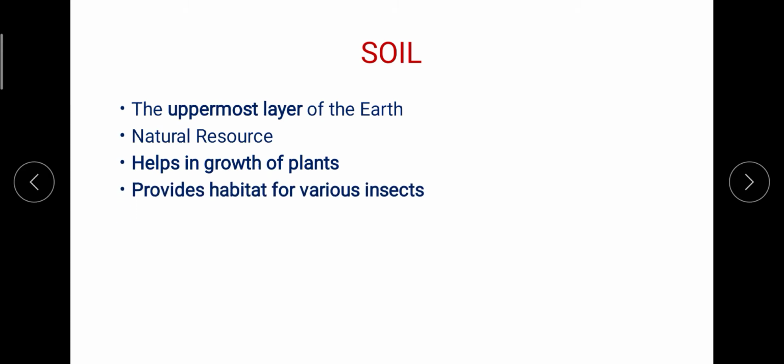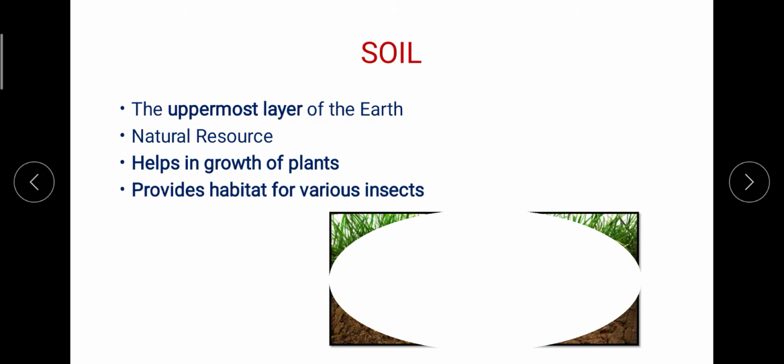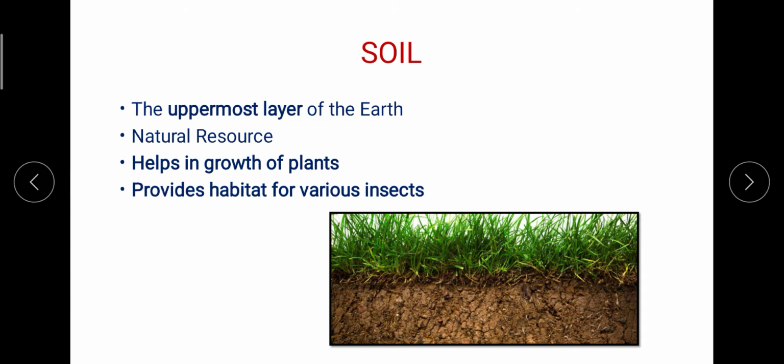The reason behind this is that it helps in two major processes: the growth of different kinds of plants, and habitation for different kinds of insects, animals, and microorganisms. For example, worms, different kinds of microorganisms, squirrels which make their houses by digging out an area, and ants in the same category. So these two processes, growth of plants and of different kinds of organisms, take place only because of the soil, the uppermost layer of the earth.